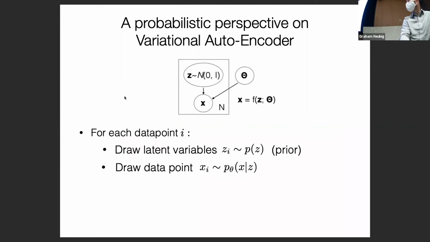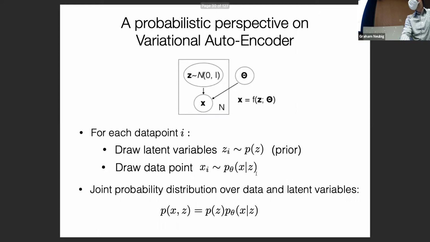So if we think about this from a probabilistic perspective, basically what we do is we draw latent variables from the prior, and we draw a data point from the probability of x given z. This can result in a joint probability distribution over the data and latent variables. A deterministic function is a probability distribution with a single point on the output. So essentially, if we turn this into a deterministic function, this would still induce a probability distribution over x. Maybe that also follows up on the previous question, because it would just be that this p of x given z would be 1 for a single point.